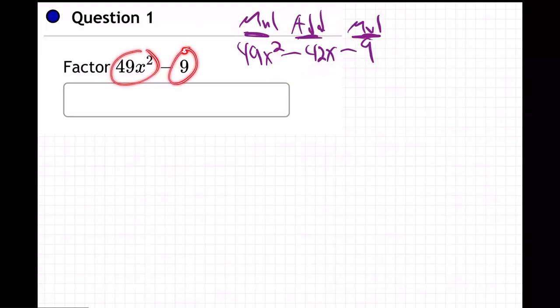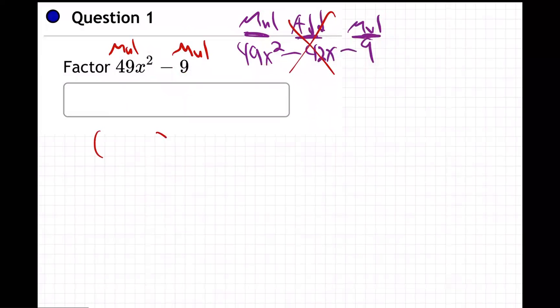And notice which term is missing, the middle. We don't have any regular x. We just have the x squared in the front, and then we have the plain number in the back. The middle is missing. So why I'm pointing that out is because that means it's just multiply. There's no add. This is the part that's missing. There's no add.